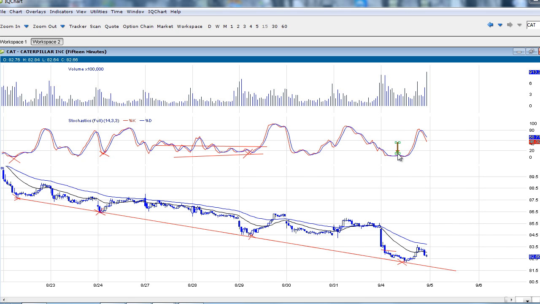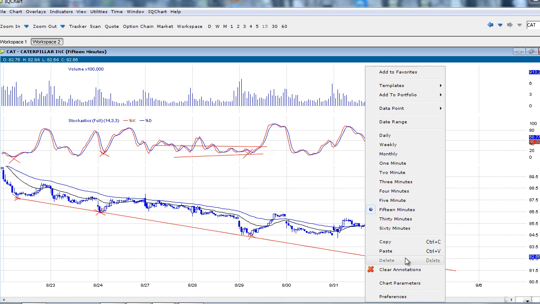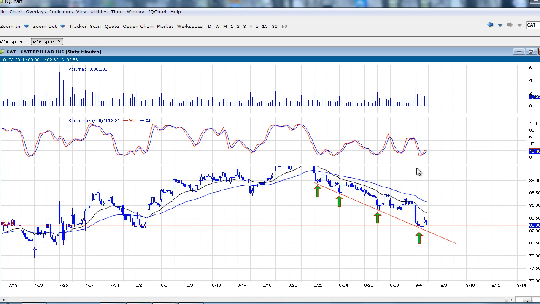We knew that the stochastics were oversold on the 15. We looked at the 60-minute chart. We also knew that the stochastics were oversold on the 60-minute chart. And we came right down to that level.